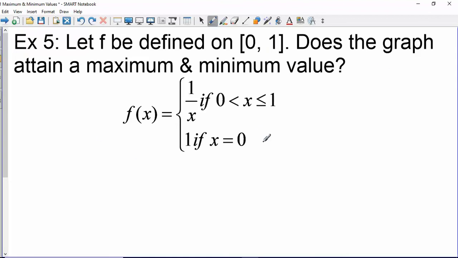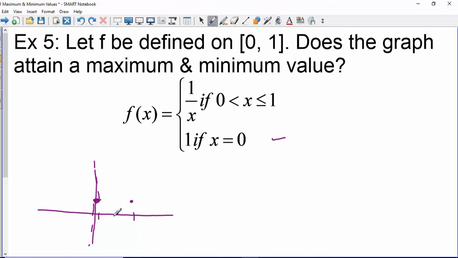Okay? So example 5, I gave you the closed interval. I want to know if this has a maximum and a minimum. Let's look at a graph. Let's graph the second piece first. 1 if x equals 0. What's that? A point. 0, 1. 1 over x if 0 is less than x is less than or equal to 1. We can't even plug in a 0 because 1 over 0 is undefined. So that's like a vertical asymptote.